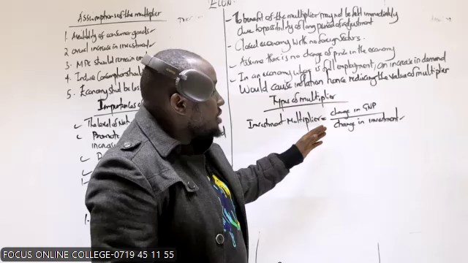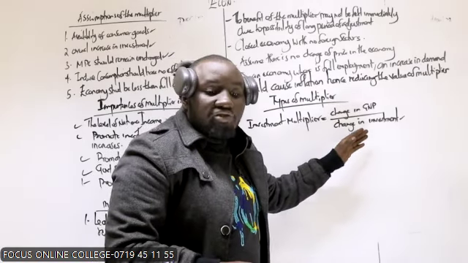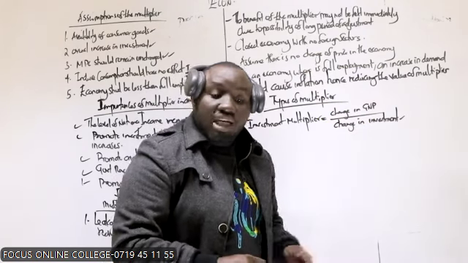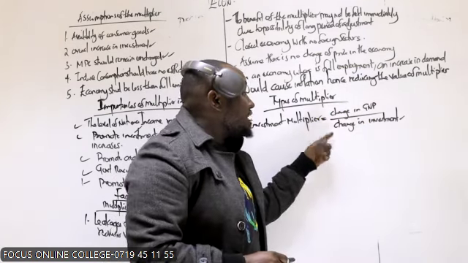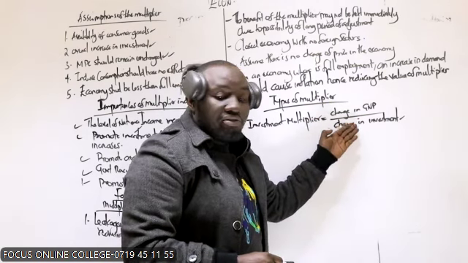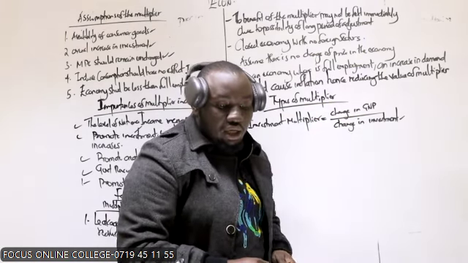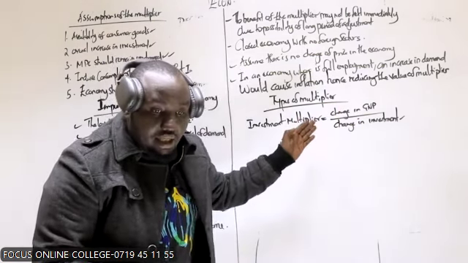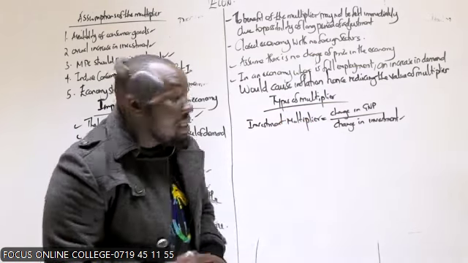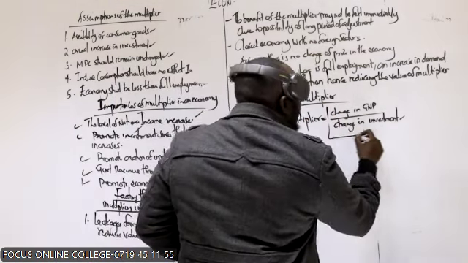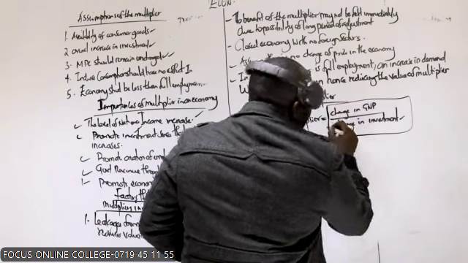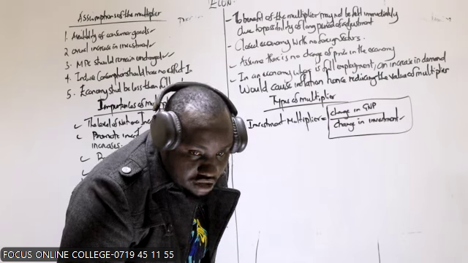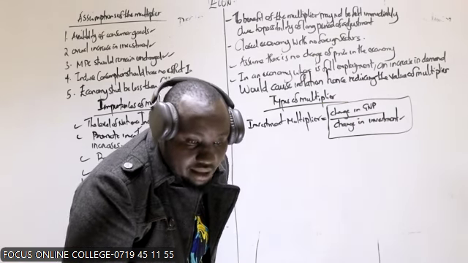The number of times a change in investment can be multiplied to arrive at a new and higher level of national income. If you don't remember in economics, we will give you the answer. If you are asked about the investment multiplier and you cannot explain it, just write change in GNP over change in investment. That will definitely be provided.